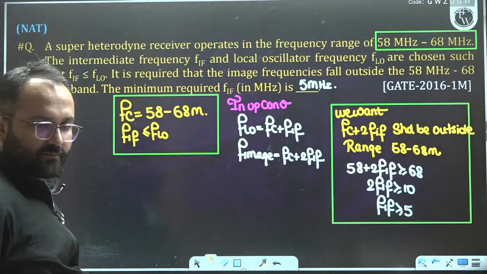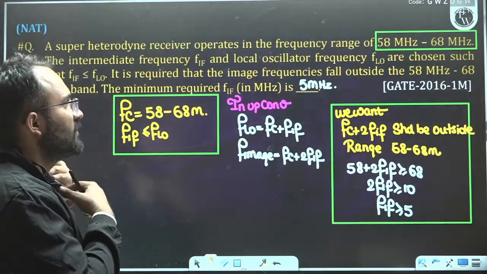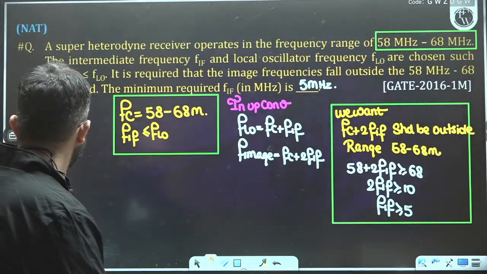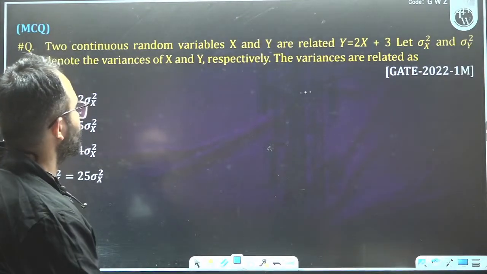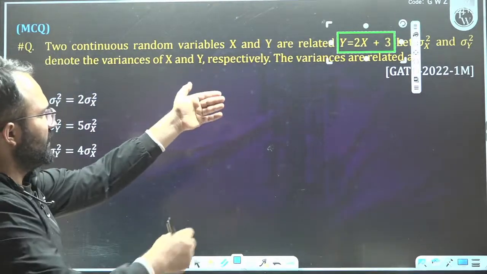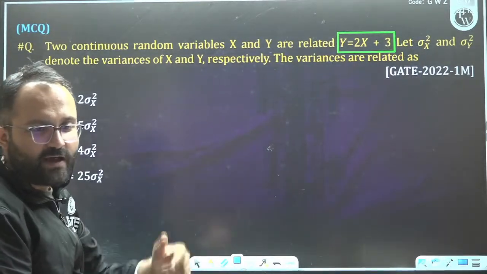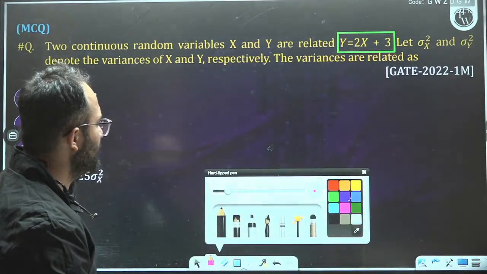Let's move on. So this is a very simple question. Y is equal to 2x plus 3. We have to find out the relationship between the variance of y and x. A very simple question that can be solved easily.